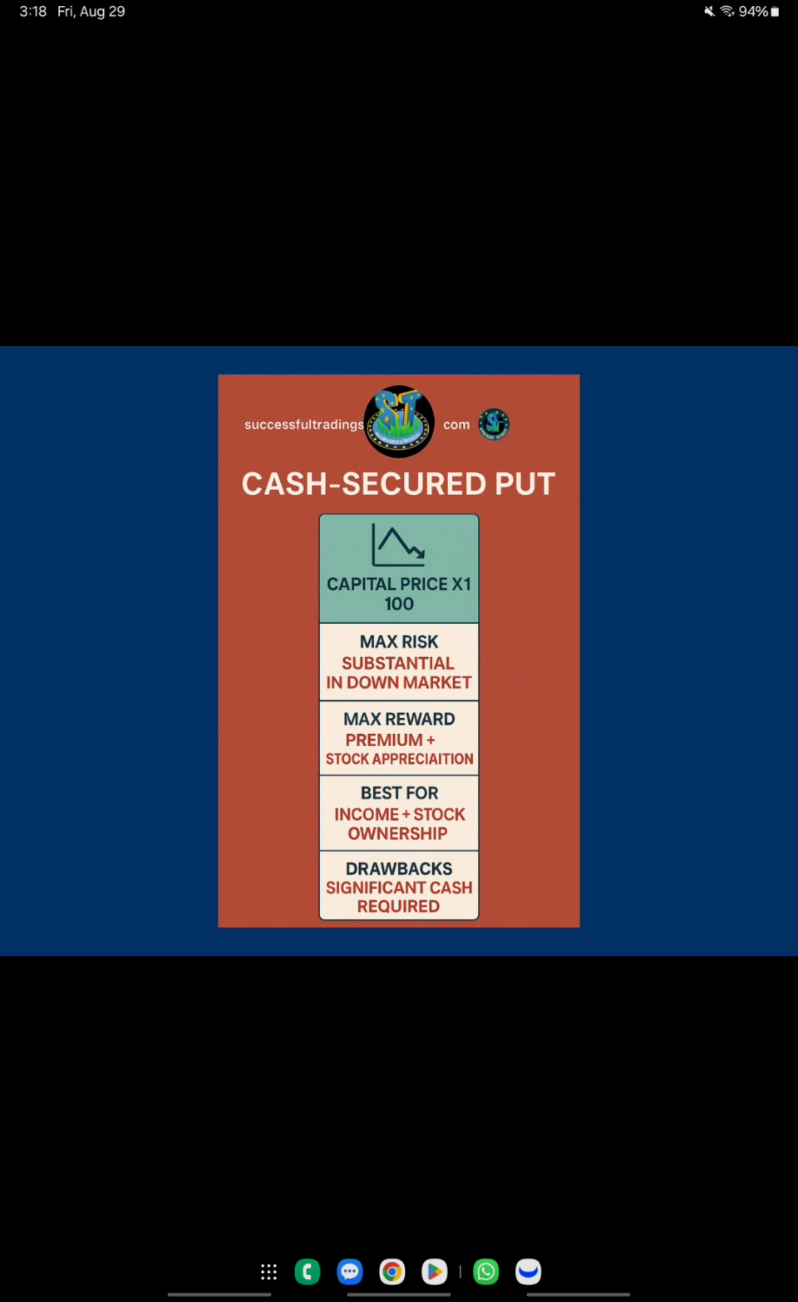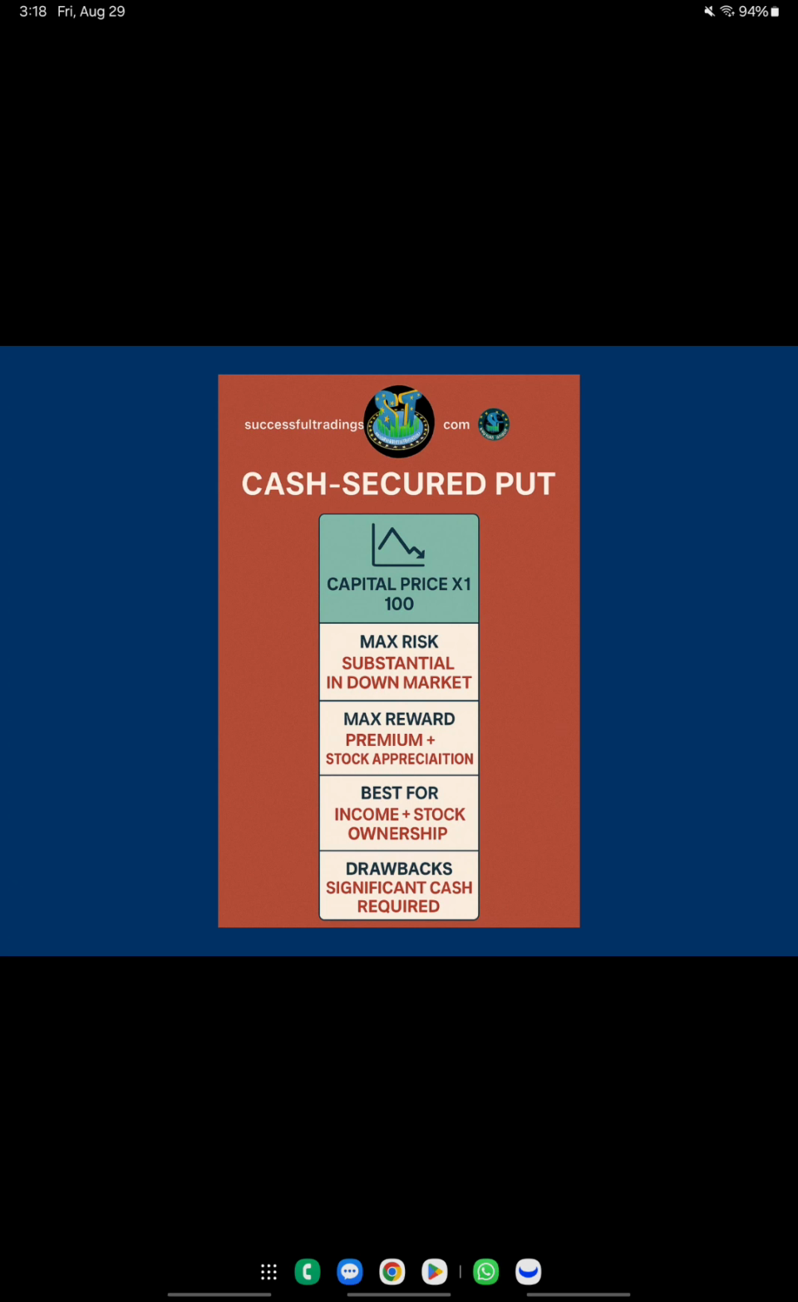For instance, let's say I sell a 10 put and collect maybe $15. Well, I need to keep 100 times 10, because that's my strike, which is $1,000 in reserve in my account, because that's what's securing that position. So this strategy is more capital intensive, but a great way to build a position while you're earning income.